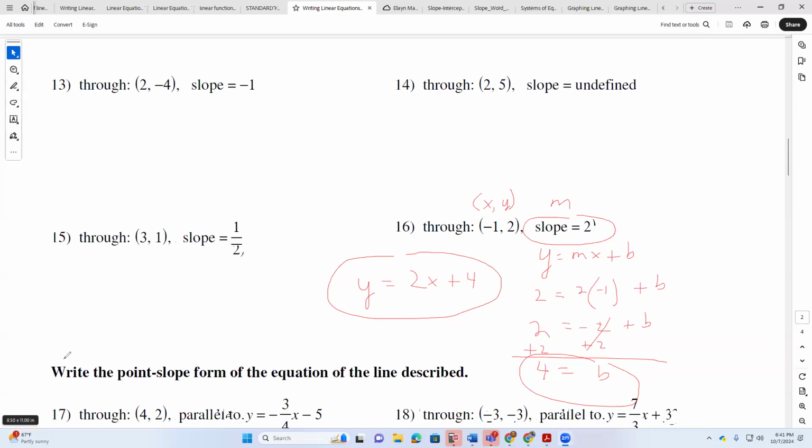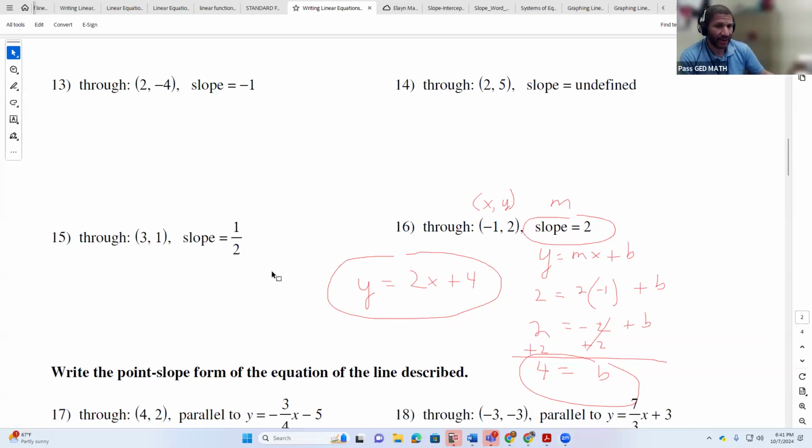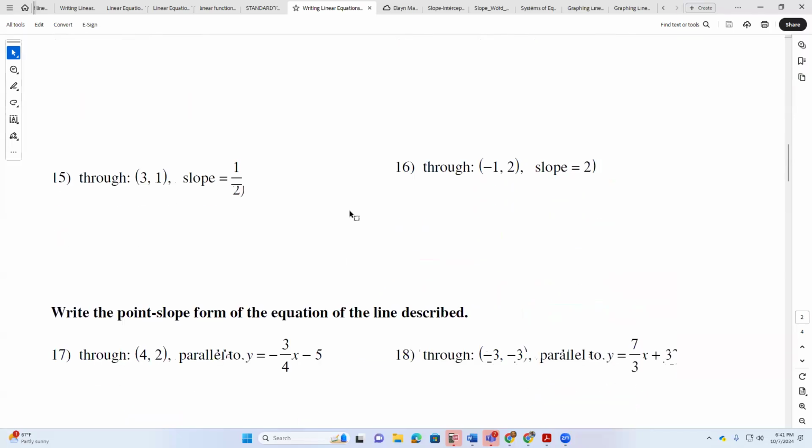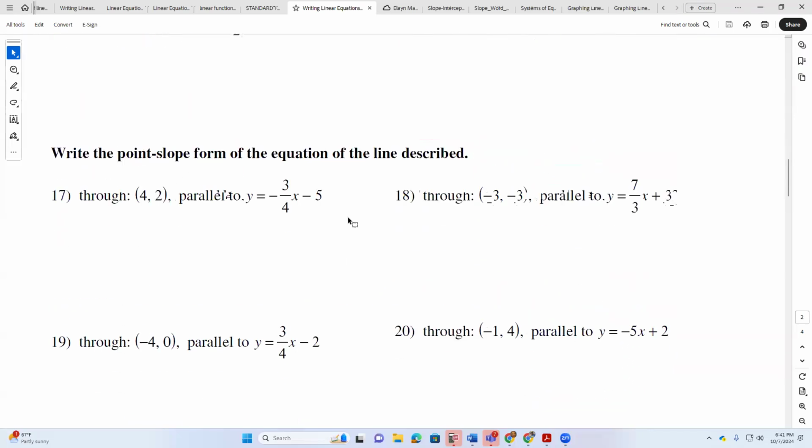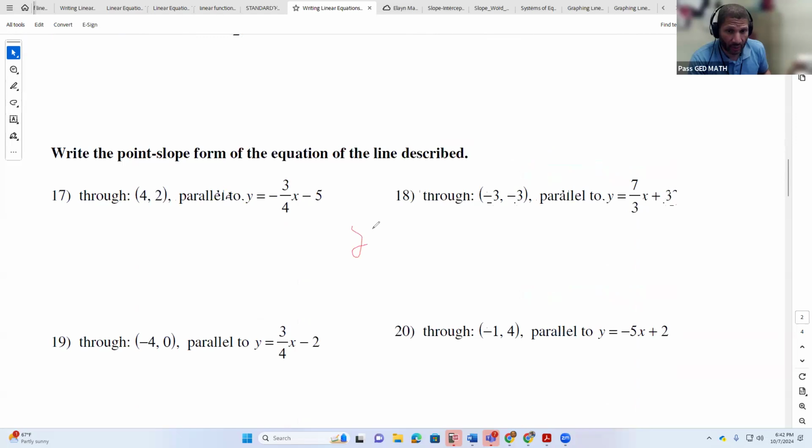Okay, good. Now, the next thing they might ask you is to find the equation of the parallel or perpendicular line. The first thing you got to know is parallel lines never cross. Because they never cross, they have the same slope. What do I mean by the same slope? y equal 2x. My slope is 2.